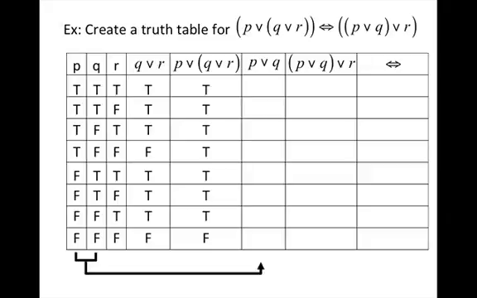Next, I want to compare P or Q. So look at when they're both false, because this is an OR. They're both false in the last two rows. So that means P or Q is true everywhere else.